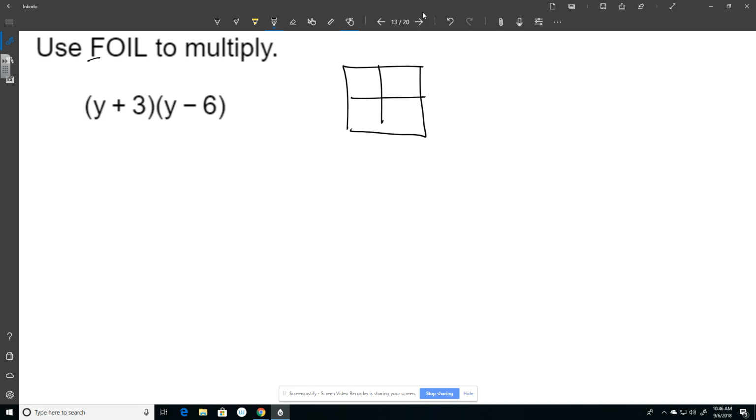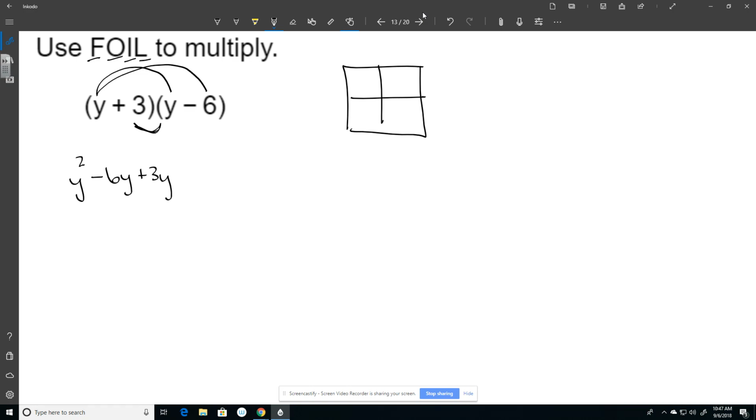F stands for first. So I take the first of each of these and multiply them together. Y times y is y squared. O stands for outside. So I take the one on the outside and multiply it by the other one on the outside. So y multiplied by -6 is -6y. I stands for inside. So I multiply the inside numbers. 3 times y is a positive 3y.